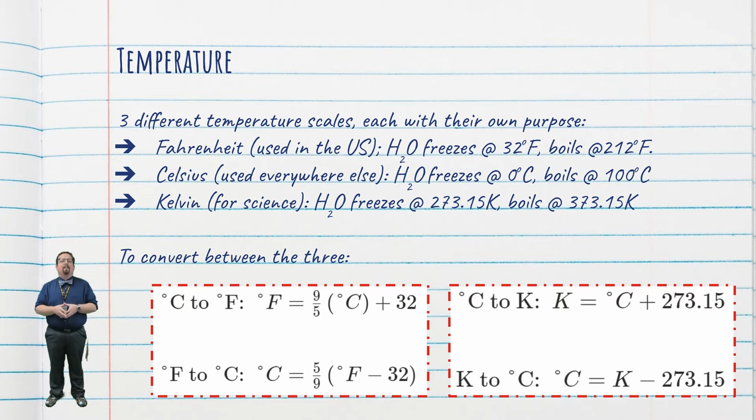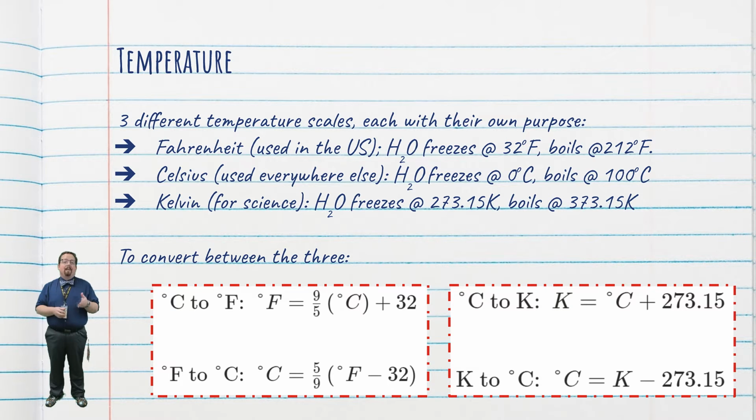If you were asked to convert between these three scales, here are the four equations you could use. To convert from Celsius to Fahrenheit, you multiply the Celsius temperature by 9/5 and then add 32. To go the other direction, from Fahrenheit to Celsius, you subtract 32 from the Fahrenheit temperature and then multiply that answer by 5/9. Kelvin and Celsius conversions are significantly easier.